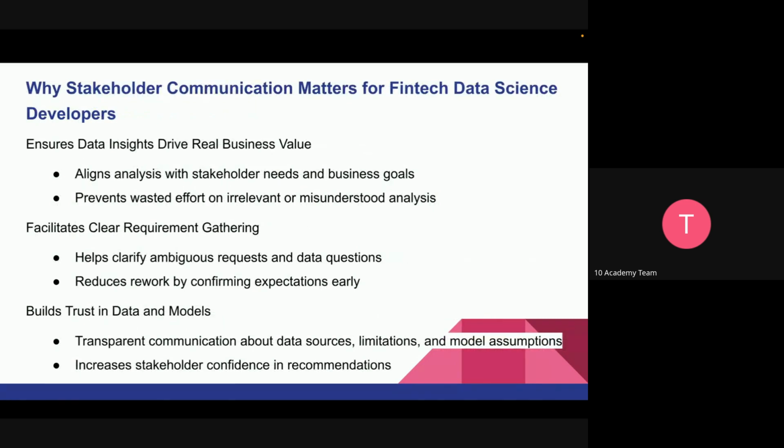So why does stakeholder communication matter for you guys, whom we consider fintech data science developers? Why does that matter for you? It ensures data insights drive real business value. So it aligns your analysis with stakeholder needs and business goals instead of your own. It helps you align what you are doing through their eyes. It prevents wasted effort on irrelevant or misunderstood analysis.